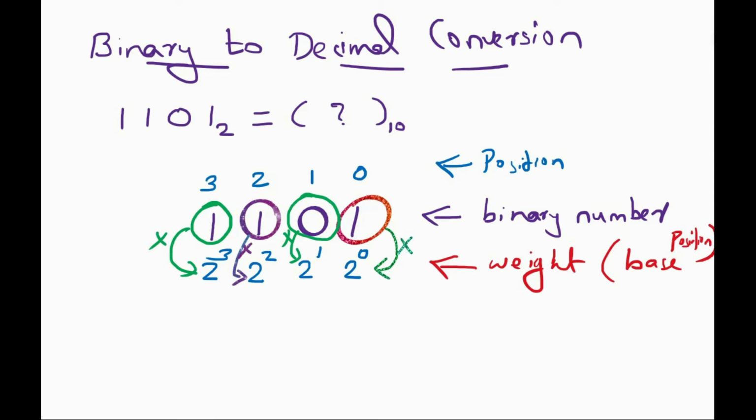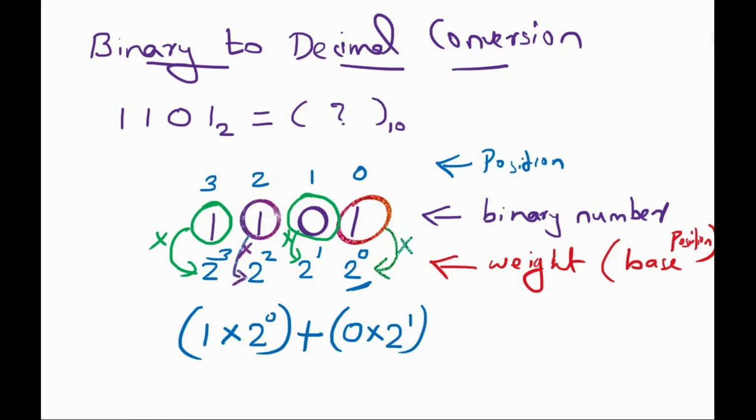First, this one. That means 1 into, what is the weight of this one? 2 raised to 0. That means 1 into 2 raised to 0. Now plus, second number is 0 into, what is the weight of 0? 2 raised to 1. Plus third number is 1, 1 into what is the weight? 2 raised to 2. Plus and finally this one, 1 into what is the weight? 2 raised to 3.